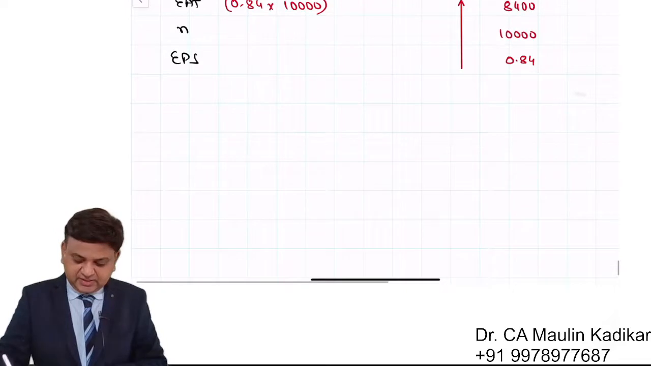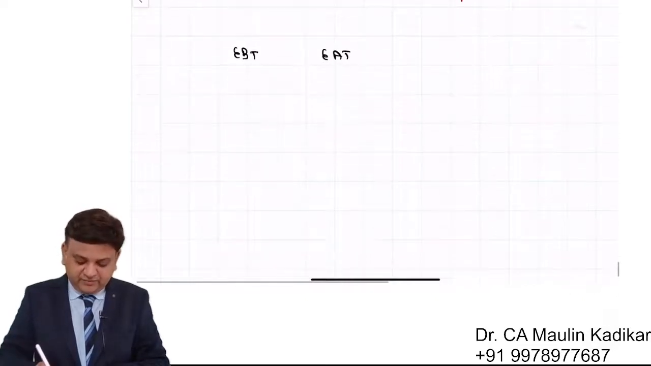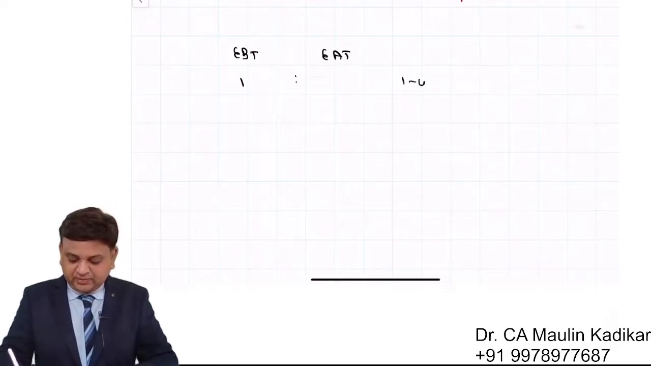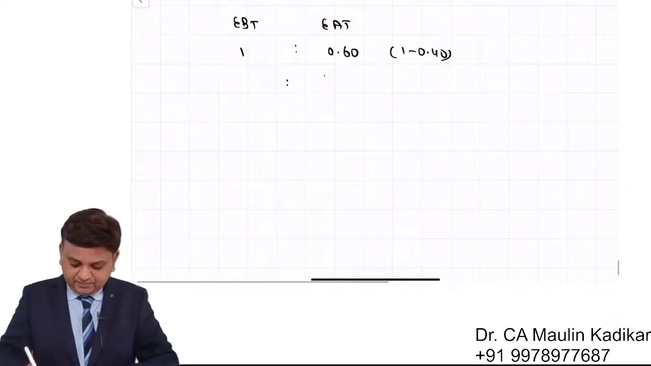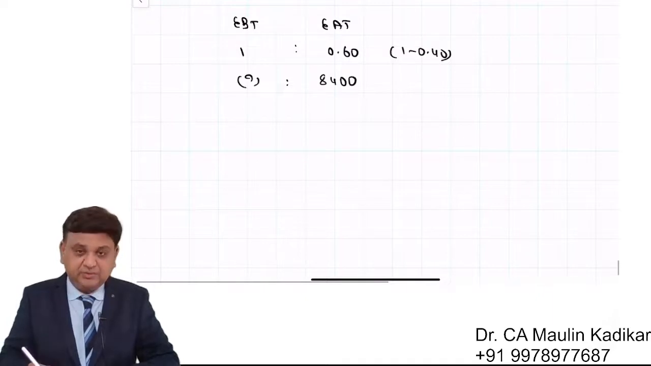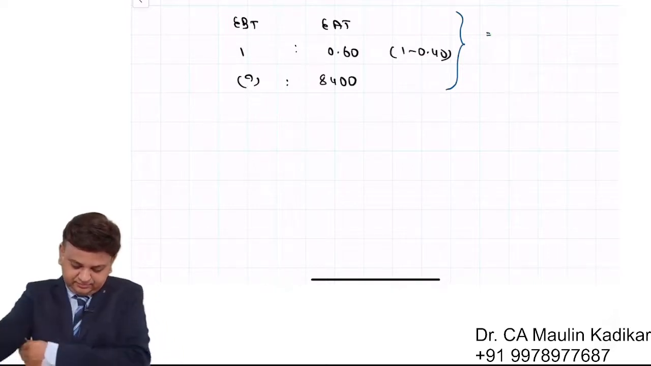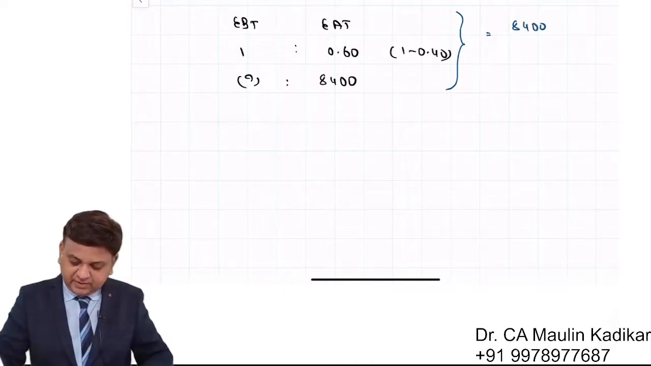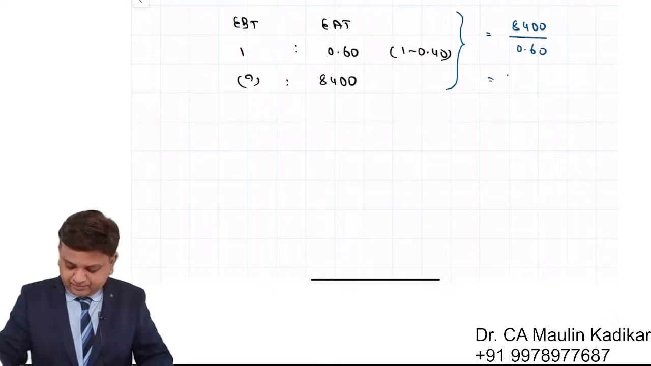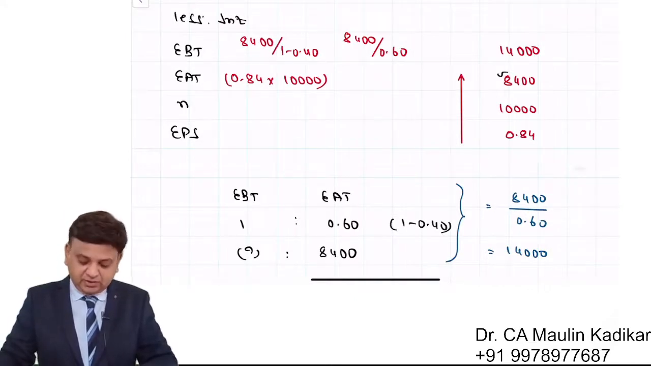We understand logically it is like this: earning before taxes and earning after taxes. For every 1 rupee of the earning before taxes, you are required to pay tax of 40 paise. So earning after taxes will be 60 paise. You want to have earning after taxes of 8,400. So earning before taxes would be calculated as 8,400 into 1, divided by 0.6. That comes to 14,000. This is the way we can calculate the EBT as 14,000.